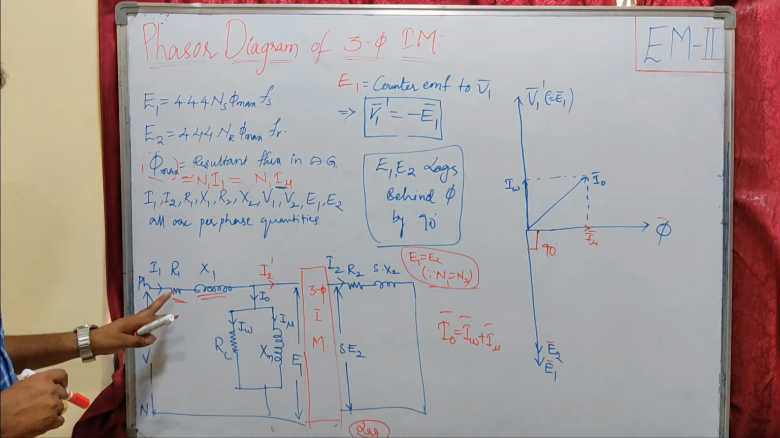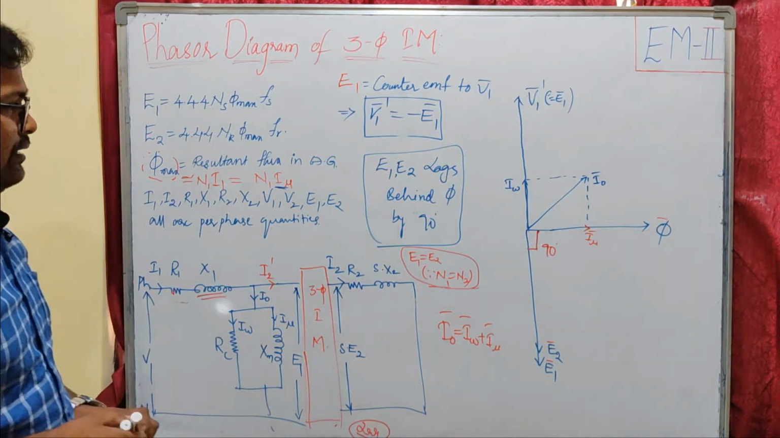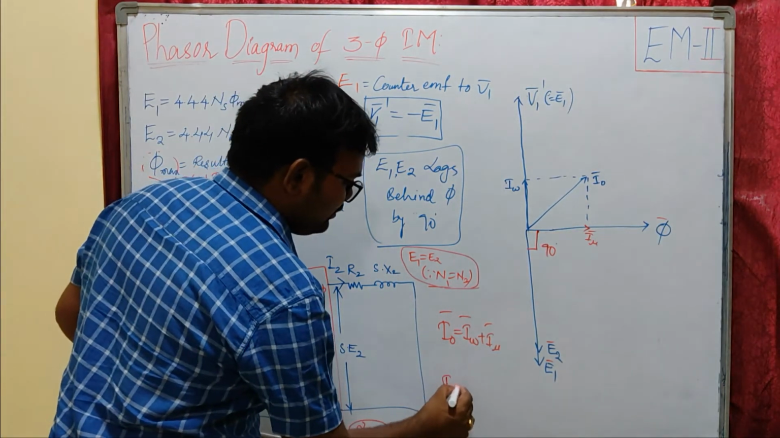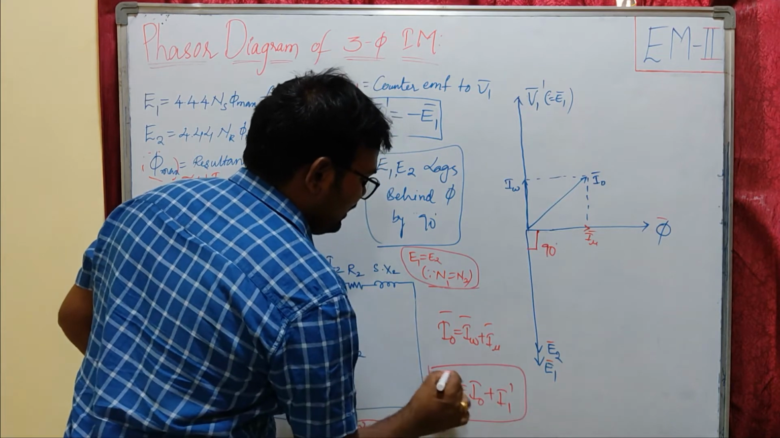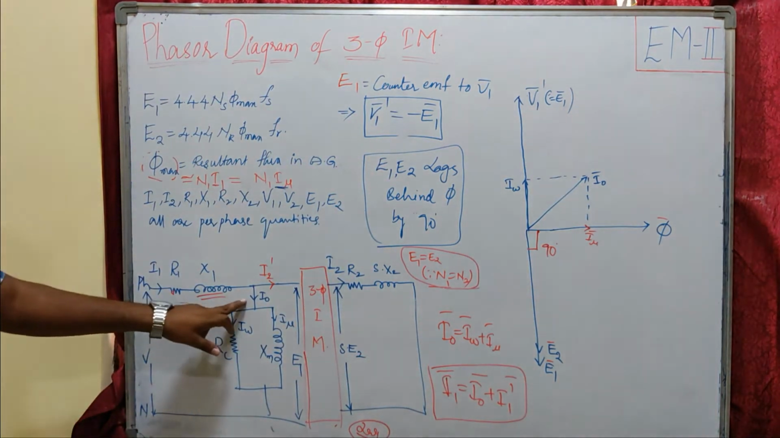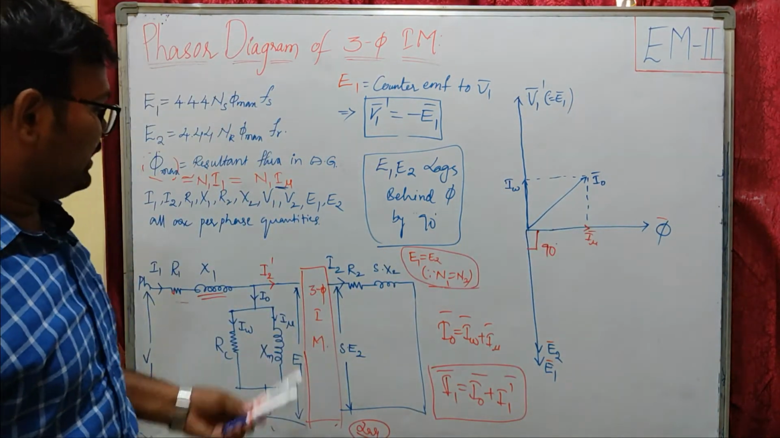So we are going to draw the voltage drop due to our stator resistance and leakage reactance. For that we need to draw our I1 equal to I naught plus I2 dash. This is the equation for our primary current, that means stator current. So here we have the no load current I naught. How can we get I2 dash?